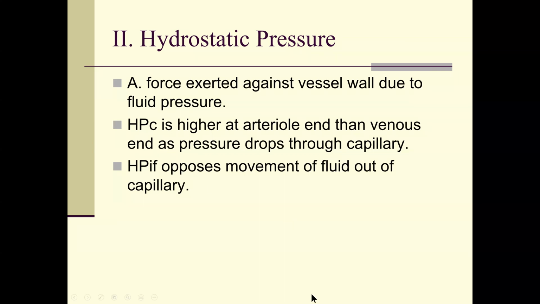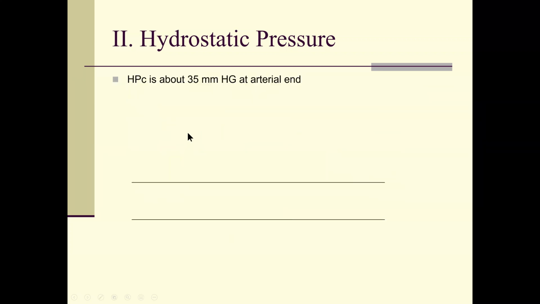Because remember, the capillaries have these clefts and these fenestrations, these good-sized holes. Hydrostatic pressure of the capillary is about 35 millimeters at the arterial end. Remember, a capillary bed has an arterial end and the venous end. So we're inside the capillary. We have a 35 millimeter hydrostatic pressure inside the capillary pushing outwards. Hydrostatic pressure of the capillary is about 17 millimeters at the venous end. So now we're at the venous end.